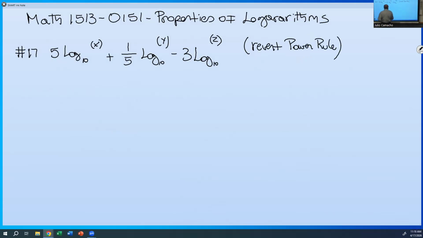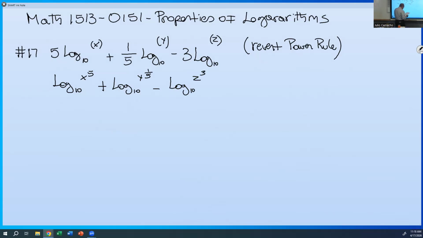So when I reverse the power rule, my new expression would be the log 10 of x to the 5th power, and then plus the log 10 of y to the 1/5 power, and then minus the log of 10 again, the log of 2, and the exponent would be a z to the 3rd power.